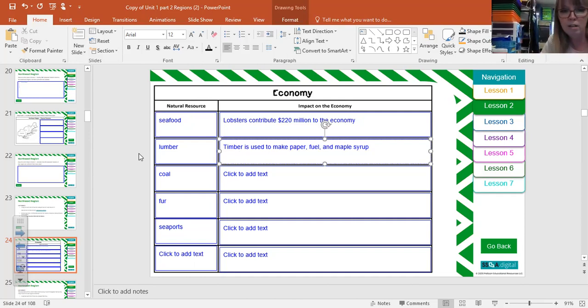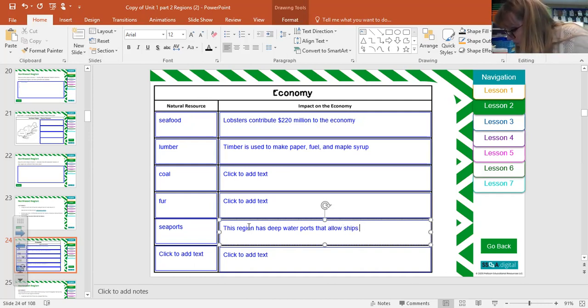So let's go ahead and go on down here to seaports and I'll fill that one in for you. That's only going to leave you with having to fill out this part of coal and fur. And I'll go ahead and fill in the seaports thing too because it has this here. Northeast has deep water. This region has deep water, better spell it right, not depth water, water ports that allow ships in for worldwide shipping.